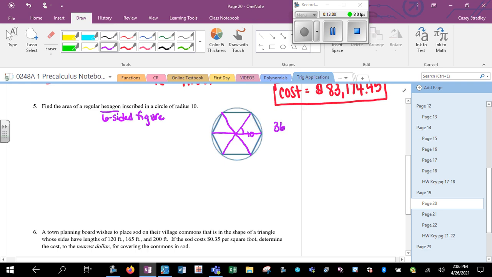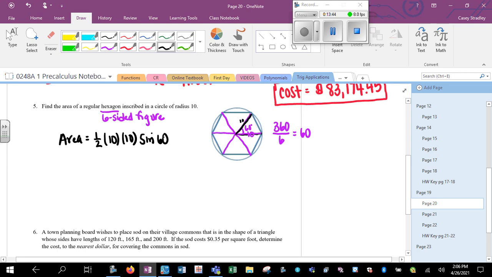We know that a full circle is 360. We divide it into 6 congruent triangles. That tells me that this angle is 60 degrees. So if I want to find the area of my hexagon, I actually have an included angle between two sides, because if the radius is 10 here, then the radius is 10 here. So my area is 1/2 times 10 times 10 times the sine of 60 degrees.